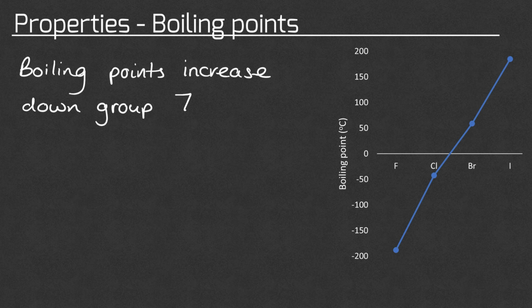The boiling points of group 7 elements increase as you go down the group. So fluorine at the top of the group has got the lowest boiling point, and we can see the boiling points then increase as we go further down.